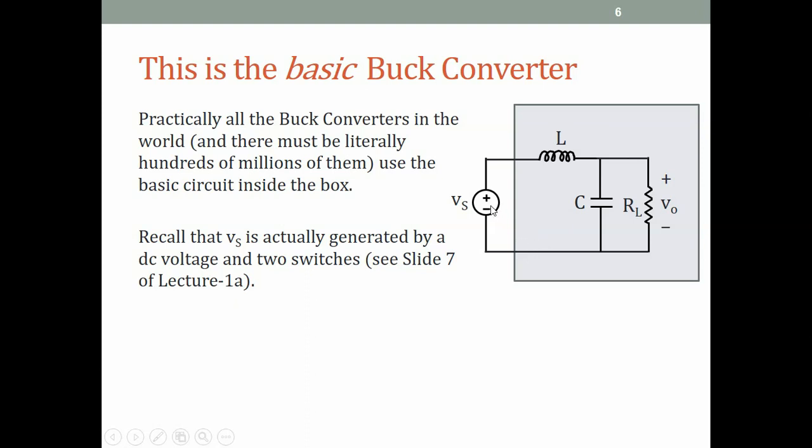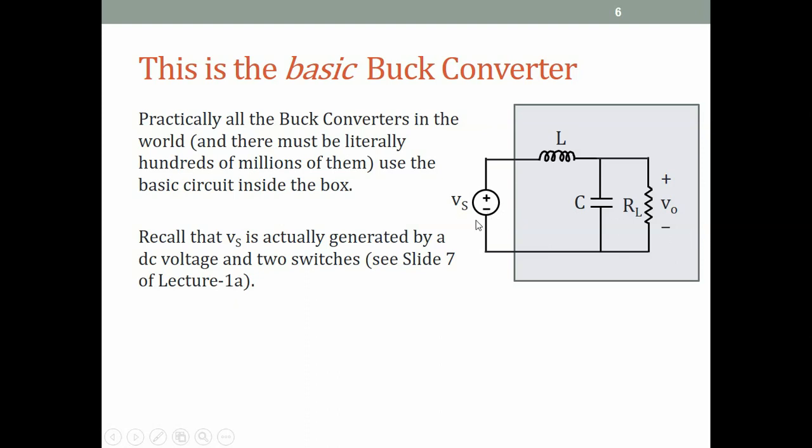Okay, now let us start. Actually, basic is a wrong word. Let us develop this buck converter further. This is the basic circuit. We're going to expand this. So the first thing we remember is that Vs is actually generated by a DC voltage and two switches. So we saw this in the last lecture, because this buck converter is a DC to DC converter, and input is a DC and output is a DC.